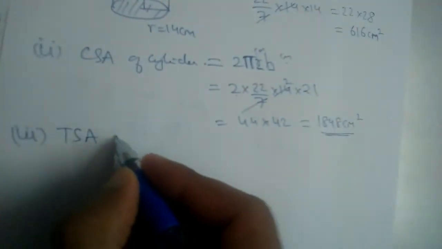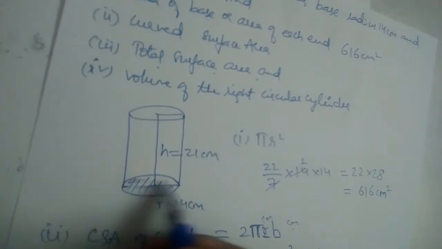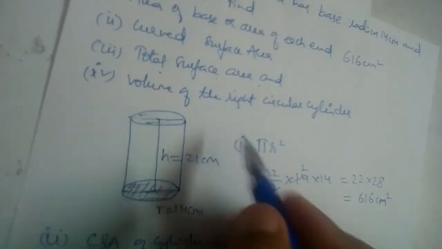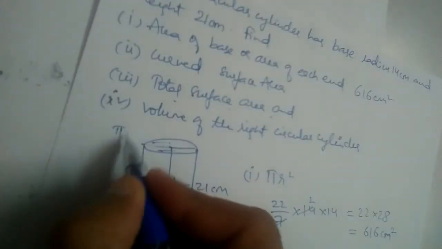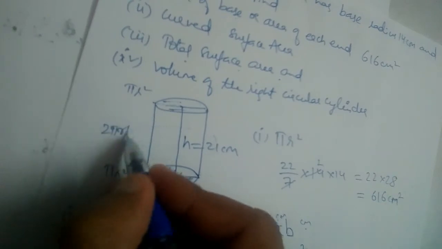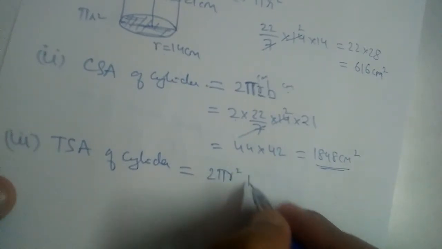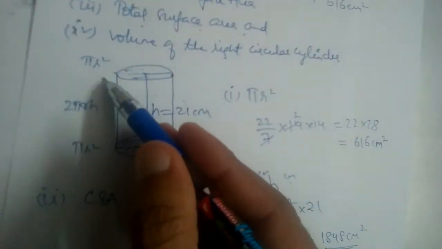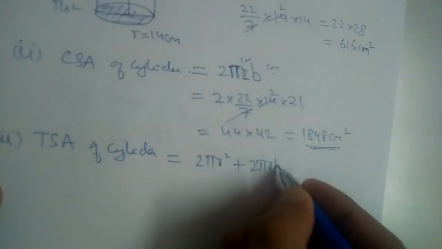Okay, TSA of cylinder. We know TSA of cylinder, see, is area of the base, area of top, pi r square, right? So this is pi r square. So this is also pi r square, and curved surface area, which is 2 pi rh, isn't it? So if you add all these three, we'll get total surface area. So it is 2 pi r square plus pi r square is 2 pi r square, isn't it? So plus 2 pi rh.